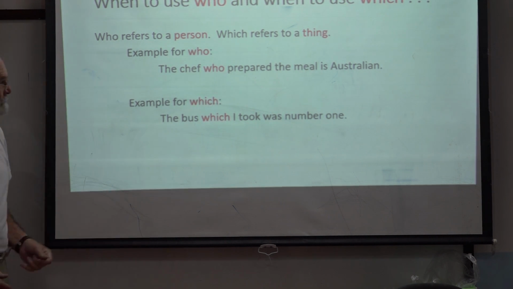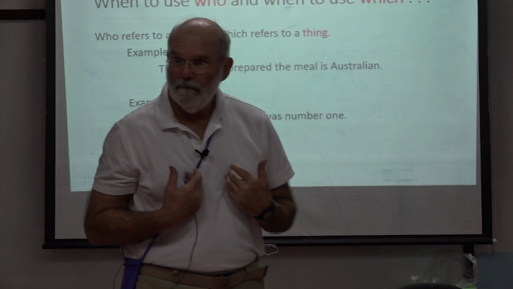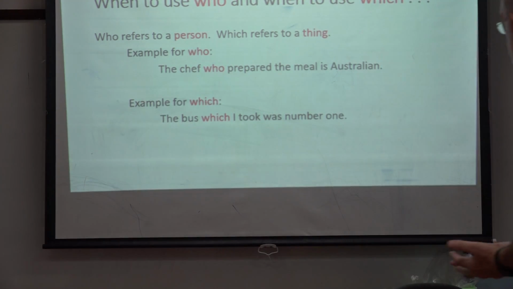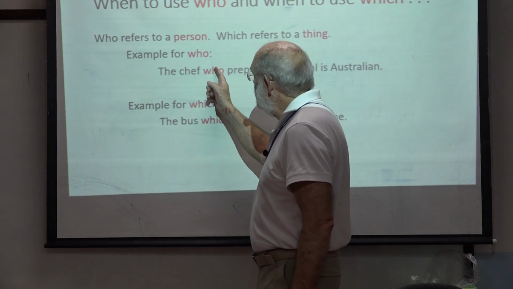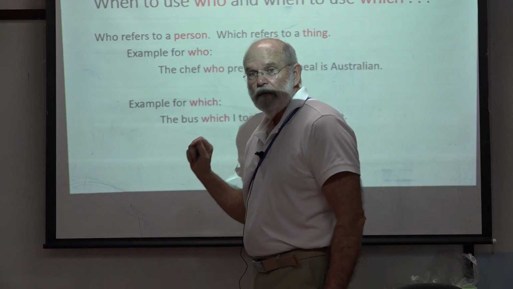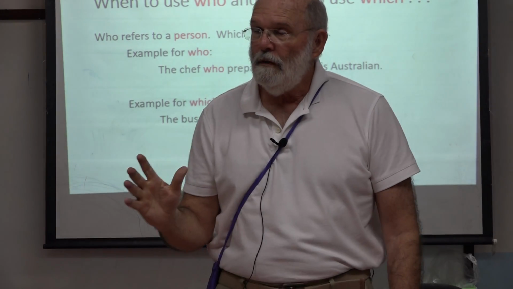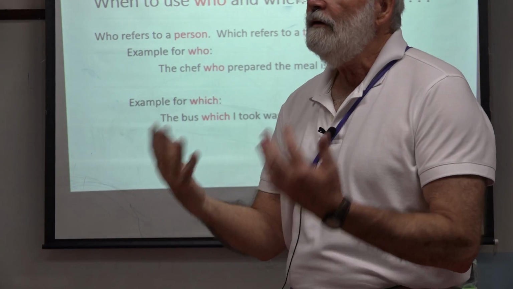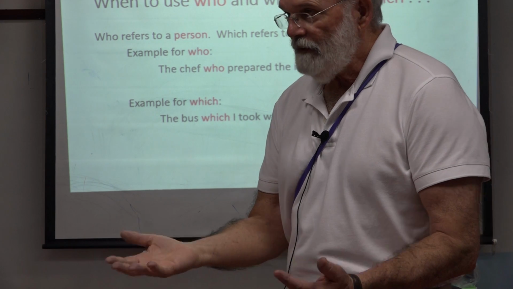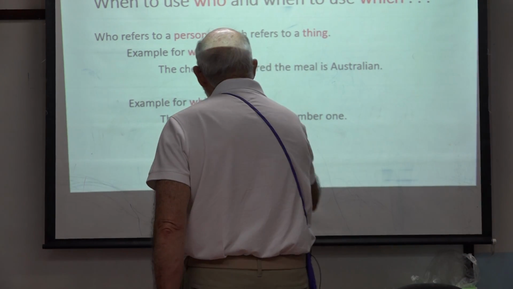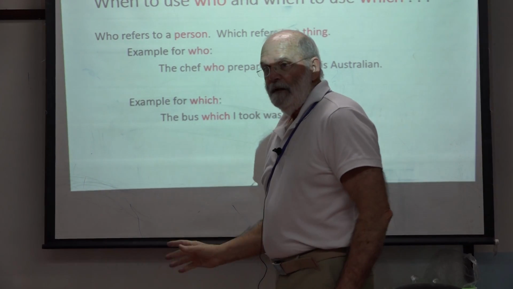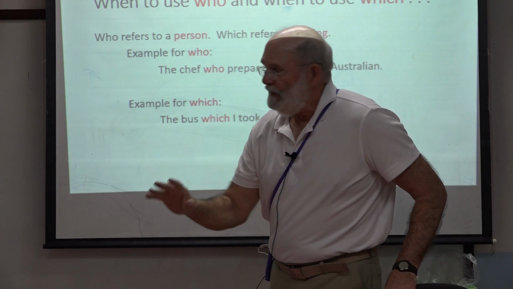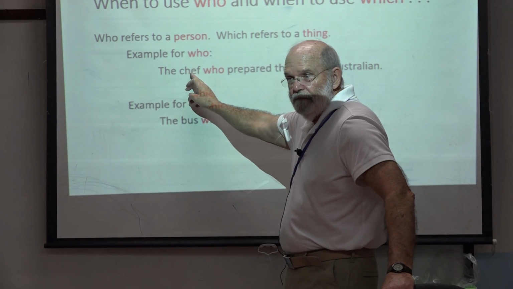So, an example. The chef who prepared the meal is Australian. Now, I use who because who is referring to the chef. So anytime we need to refer to a person, we use who. See this phrase right here, who prepared the meal? That's modifying or describing the person, chef.